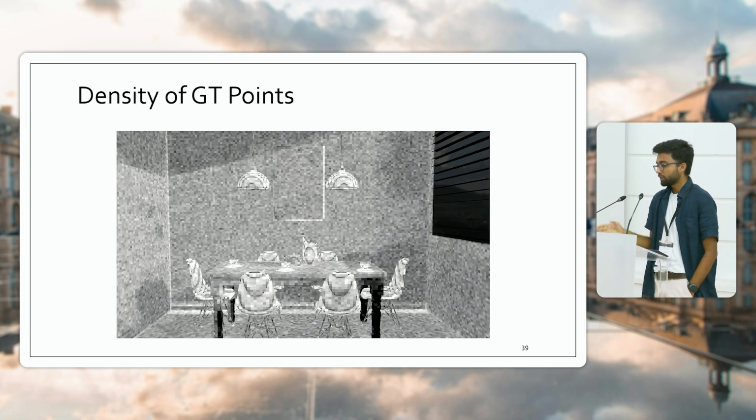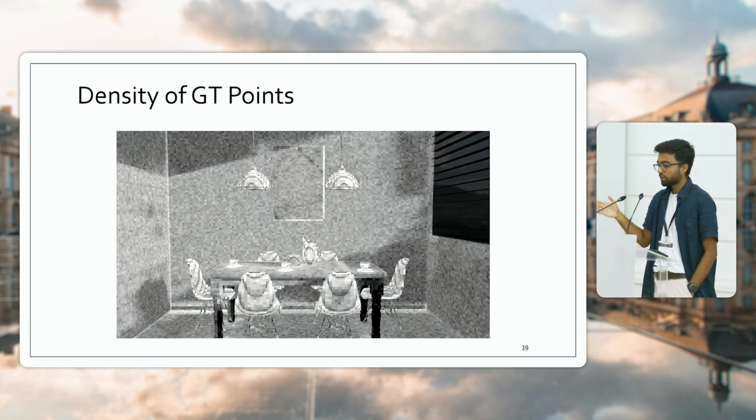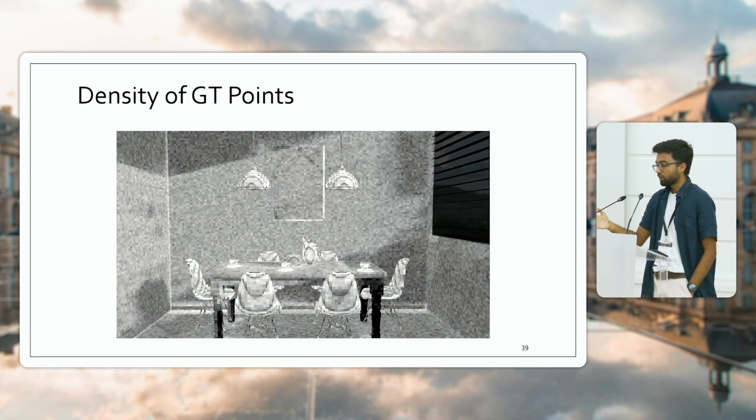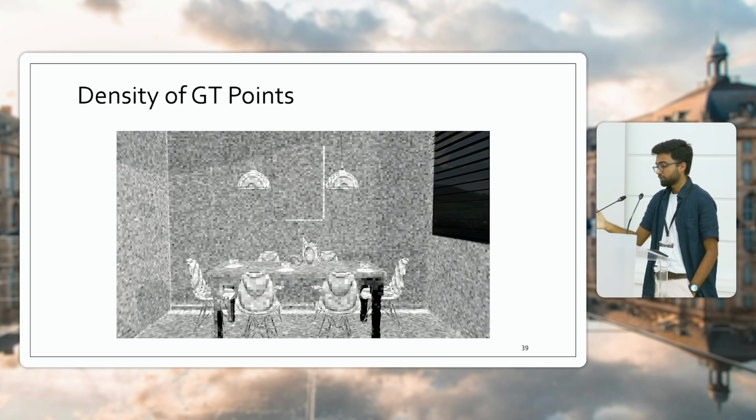Here I'm showing the density of ground truth points as the optimization occurs, and we can see that most of the points are added in the shadow regions.